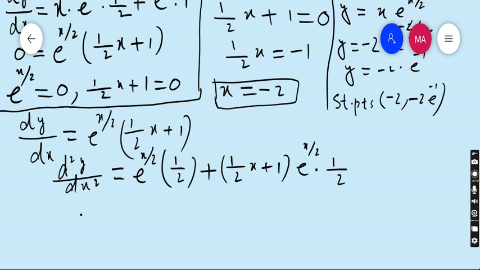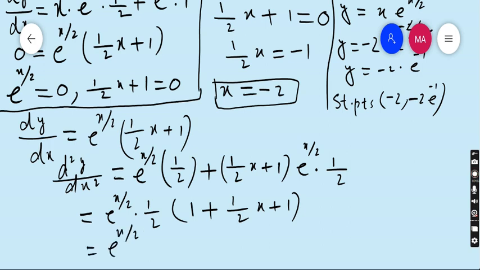Now take e power x upon 2 common from the whole expression. So 1 upon 2 plus, and this also you can take common 1 upon 2, because 1 upon 2 is common in both the terms. So e power x upon 2 into 1 upon 2 is common, 1 plus 1 upon 2x plus 1. This is the factorization, and e power x upon 2 dot 1 upon 2, 1 plus 1 is 2, 2 plus 1 upon 2x.